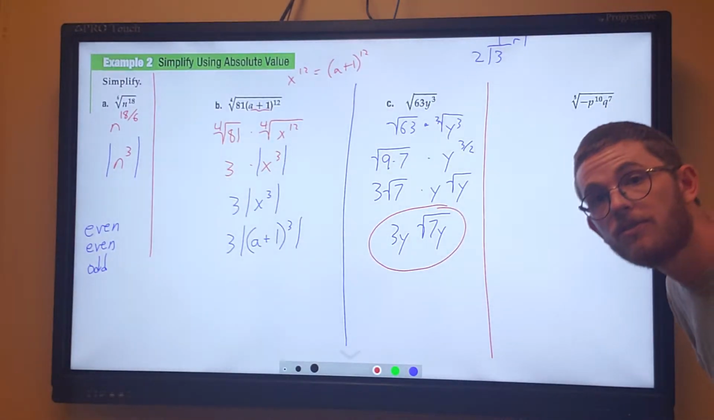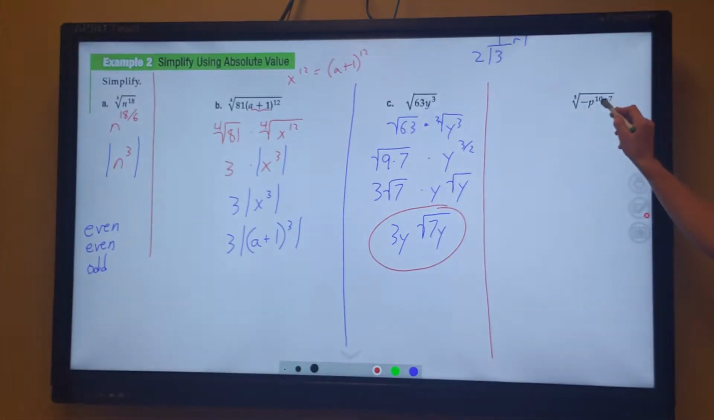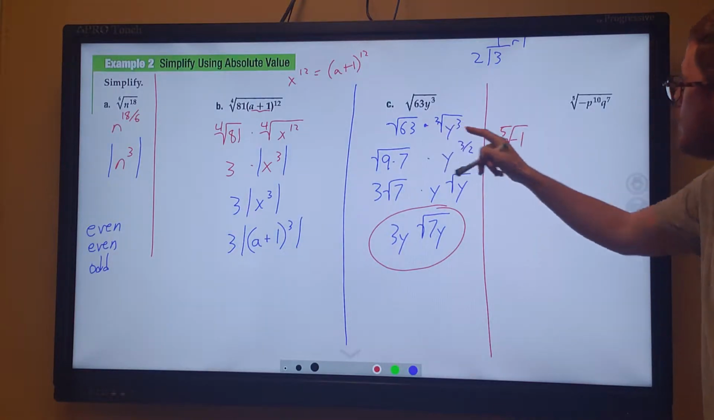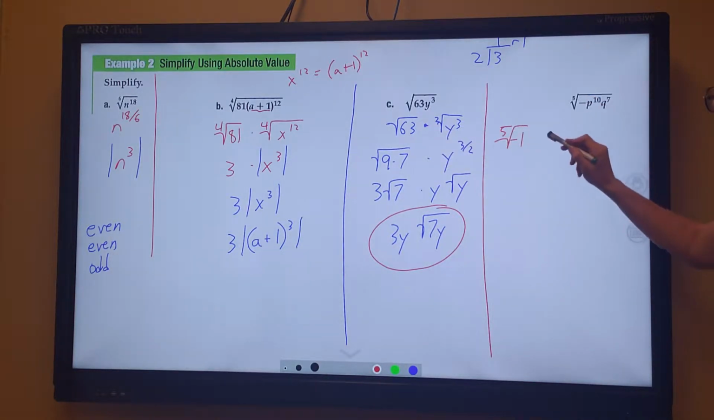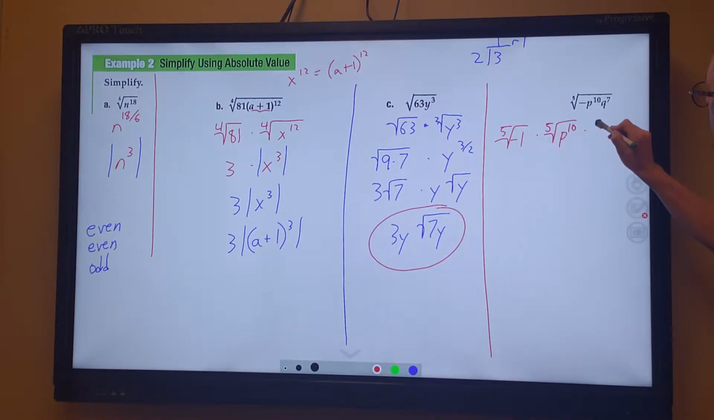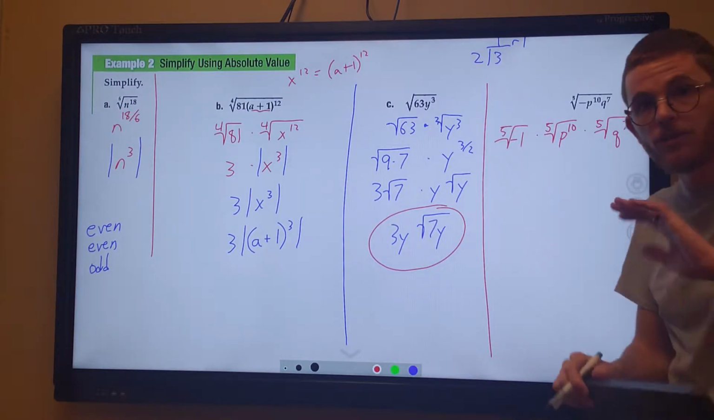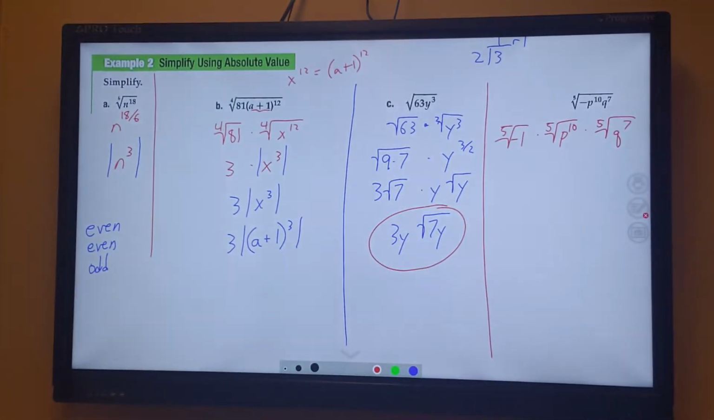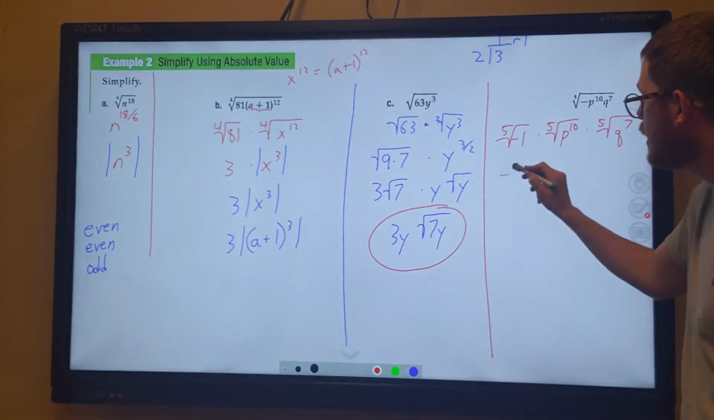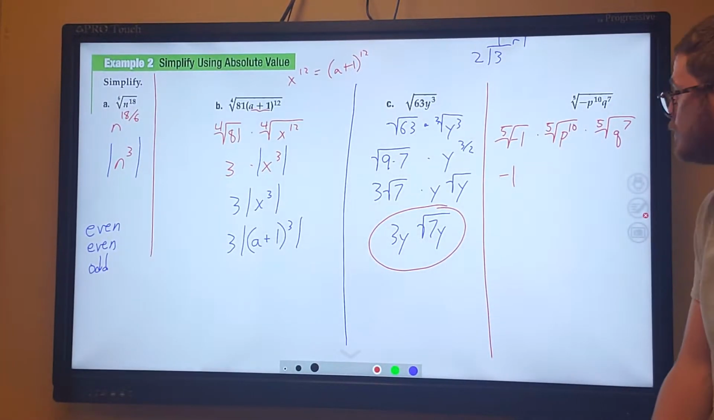Finally, take a look at this fifth root. Well, first I am going to split this up like I did on the previous problem. The fifth root of -1 times the fifth root of p to the 10th times the fifth root of q to the 7th. Separating it all out. The fifth root of -1, what times itself 5 times gives us -1? -1.